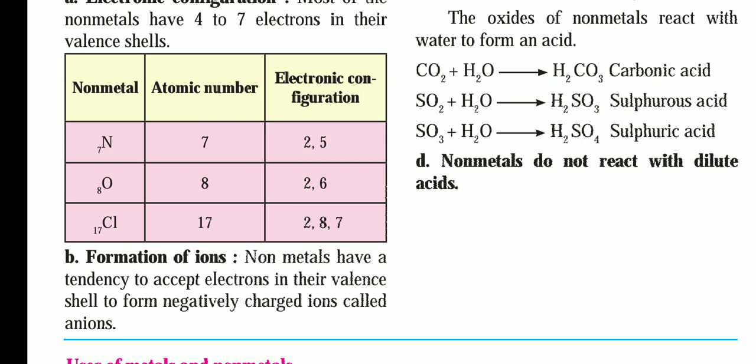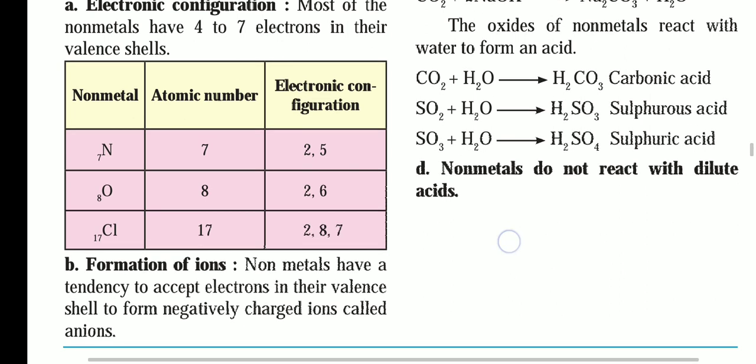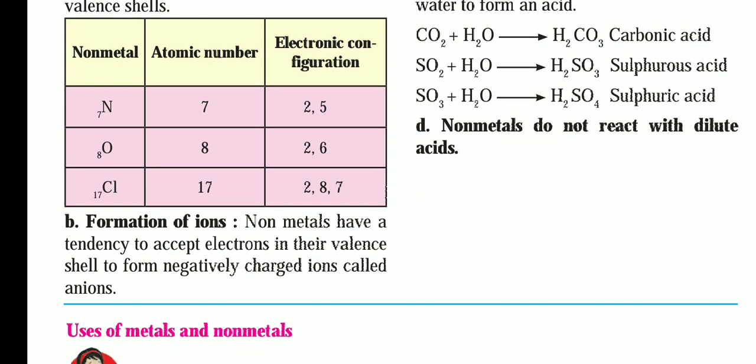So here the last shell, the valency shell, has 5, 6, 7. That's why nitrogen, oxygen and chlorine are some examples of non-metals. So remember: in metals the valency shell will have 1 to 3 electrons, and in non-metals the valency shell will have 4 to 7 electrons. Okay, outermost shell. Now second, formation of ion is given.